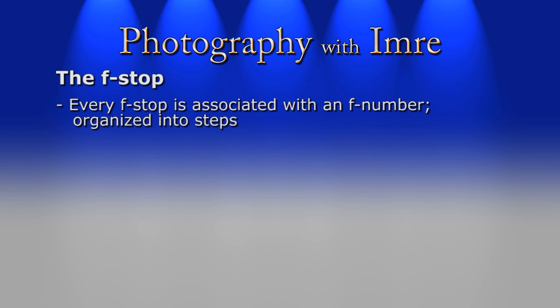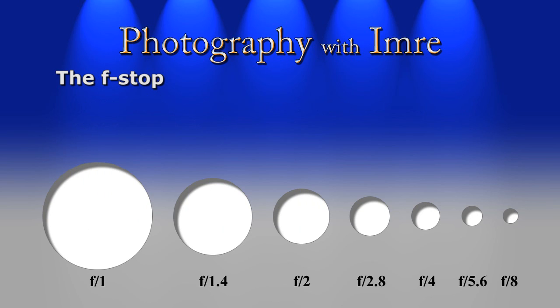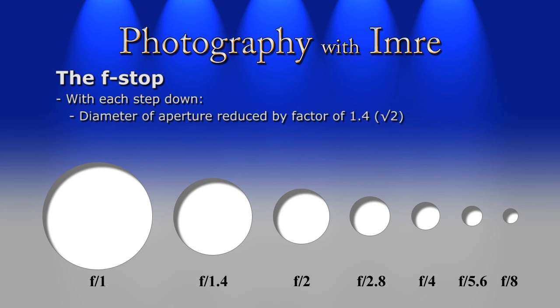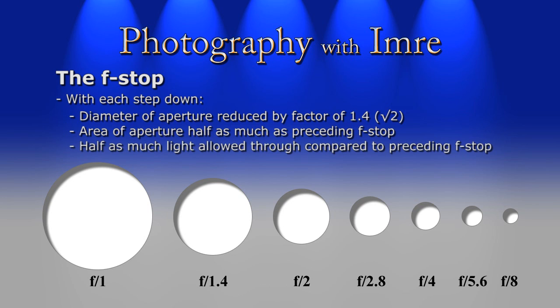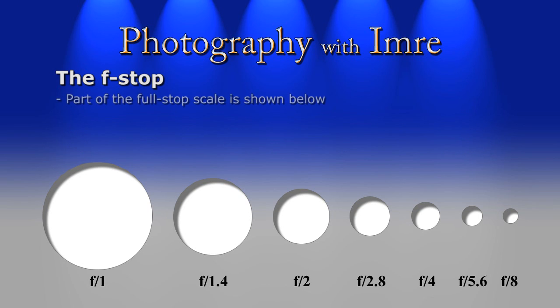F-stops are basically F numbers, but they are arranged into logical steps. As you can see on this diagram, with each step down, the diameter of the aperture is reduced by a factor of 1.4, or the square root of 2, which means that the area of the aperture is half as much compared to the preceding f-stop. This, of course, allows only half as much light through. If we go back up the steps, then each step up allows twice as much light through as the one after it. By the way, the steps you see here are termed full stops.